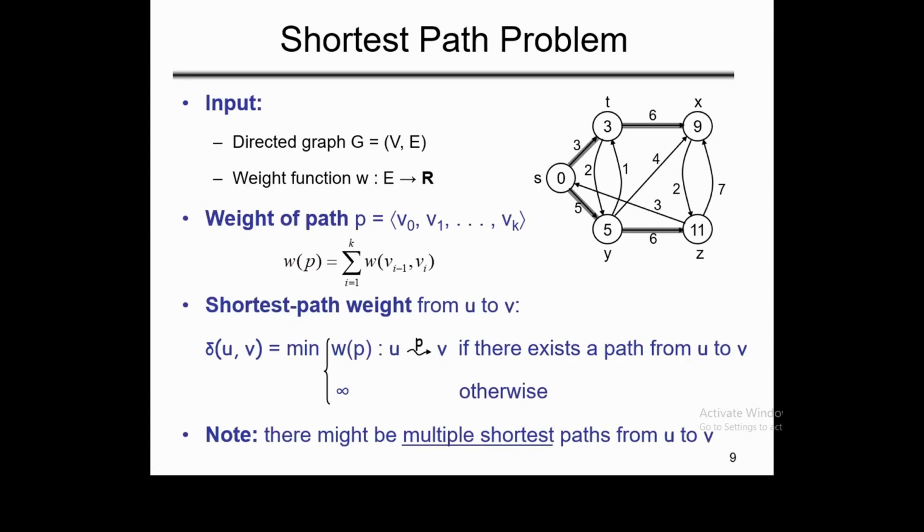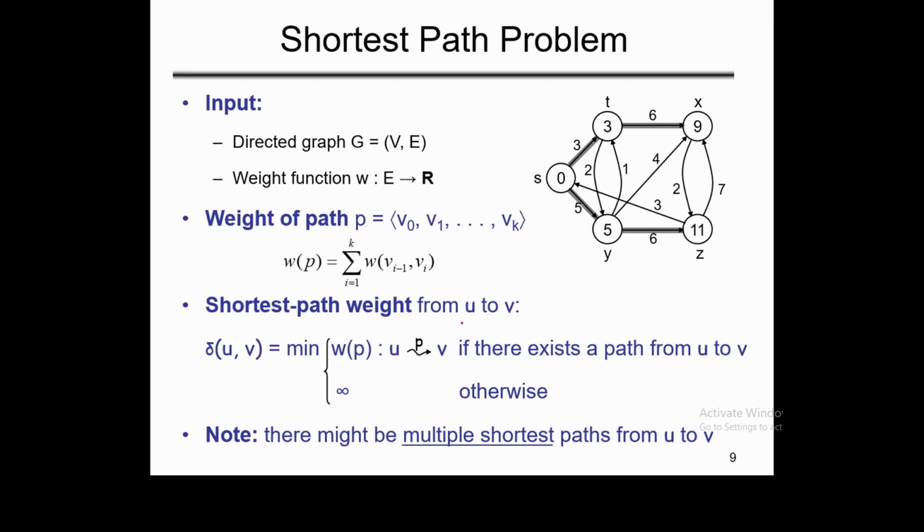So this is the shortest path problem. We are given a directed graph G(V, E), that is, the set of vertices and the set of edges, and we have a weight function. Basically each edge will have a weight. So the weight of a path will be minimum if we find a path from the source to that particular vertex. That is our main goal in this type of algorithm.